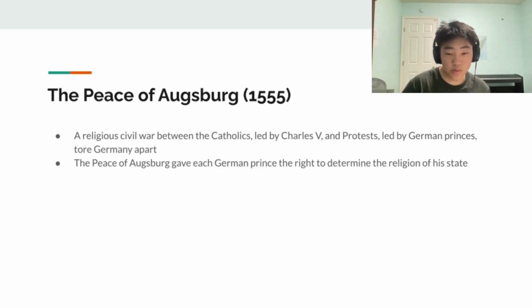The Peace of Augsburg is a really important event. The religious war between Catholics and Protestants, one side led by Charles V and the other by German princes, tore Germany apart. The Peace of Augsburg allowed both sides to have a peace treaty and gave each German prince the right to determine the religion of his own state.